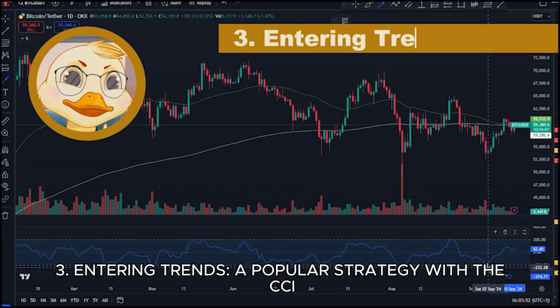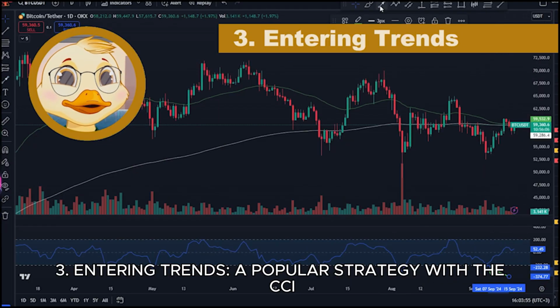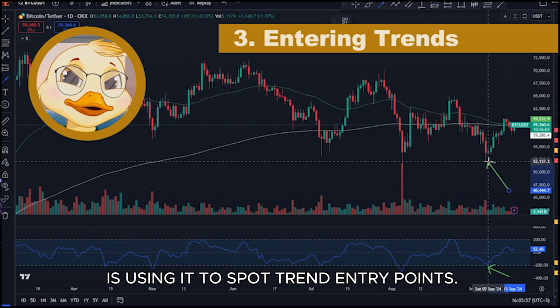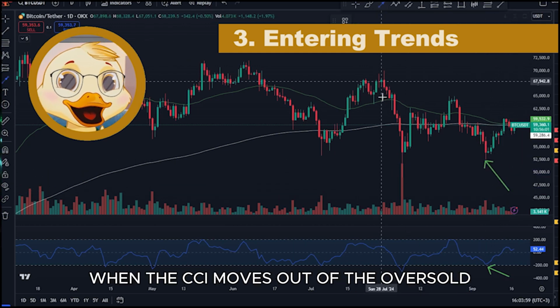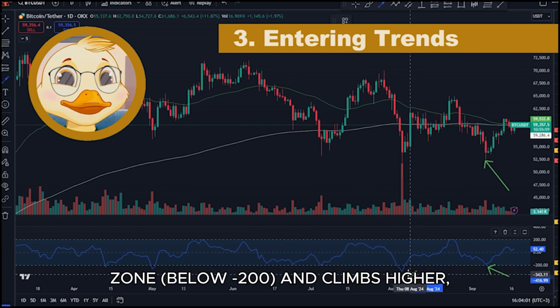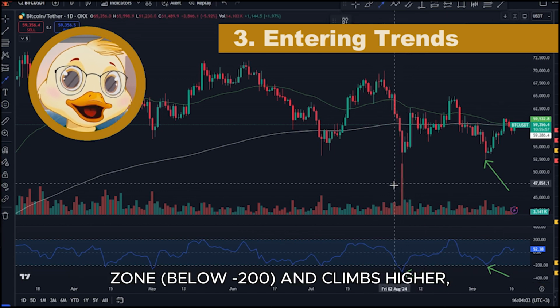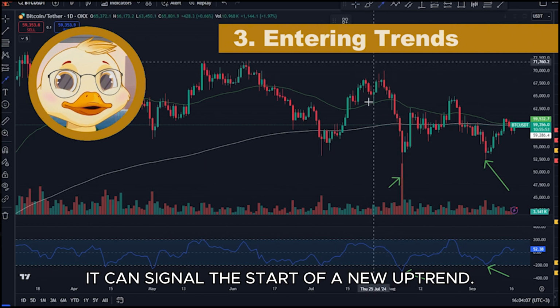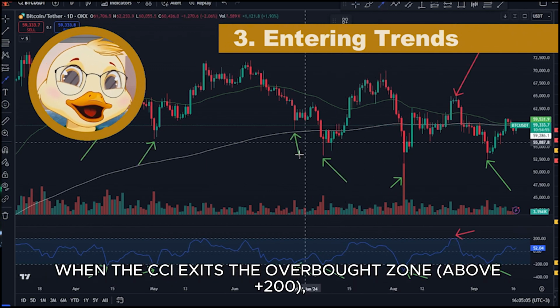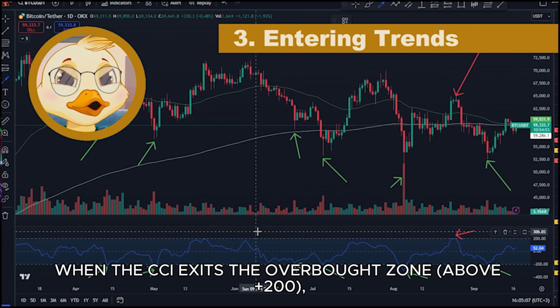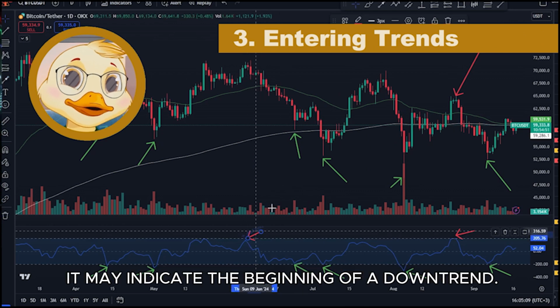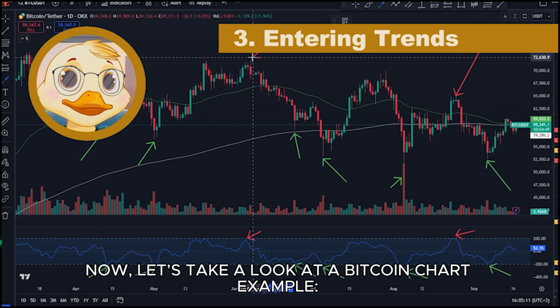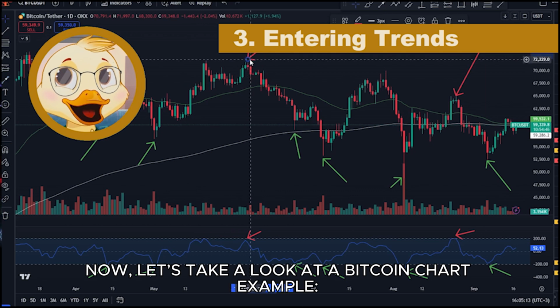Number 3. Entering trends. A popular strategy with the CCI is using it to spot trend entry points. When the CCI moves out of the oversold zone below -200 and climbs higher, it can signal the start of a new uptrend. Conversely, when the CCI exits the overbought zone above +200, it may indicate the beginning of a downtrend. Now let's take a look at the Bitcoin chart example.